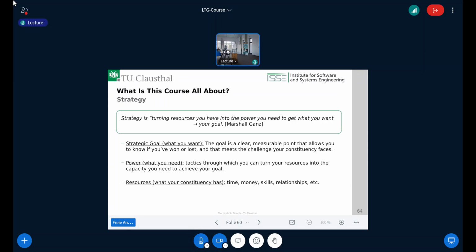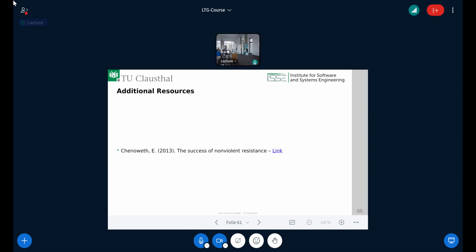And resources. Time, money, skill, relationships, etc. So we're mostly providing you with skills and potentially maybe a little bit of relationships here. Money and time is unfortunately not something I can offer at greater scale, so you have to somehow acquire that somewhere else. But these are also just examples. You don't necessarily need money and time. So that's it. Some additional resources that you will find at the end of all of our lectures. Here it's just the Chenoweth study or the Chenoweth book where this 3.5% came from. If you're more interested in that in detail, you can look her up.